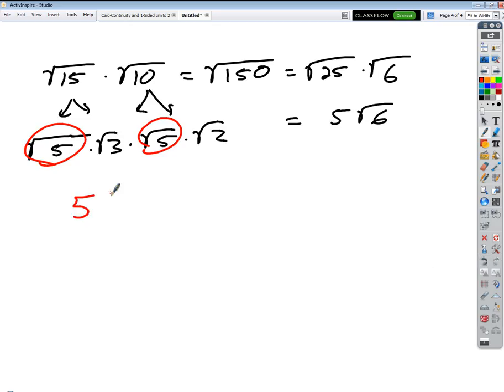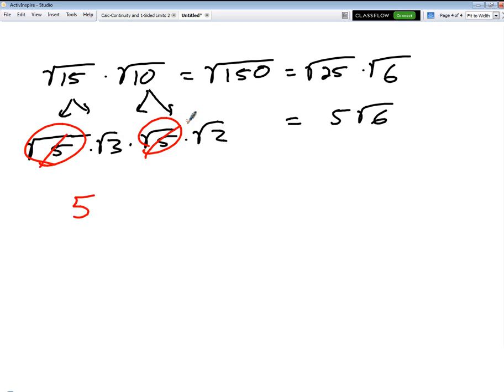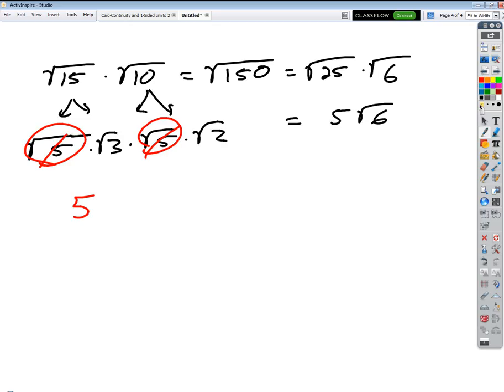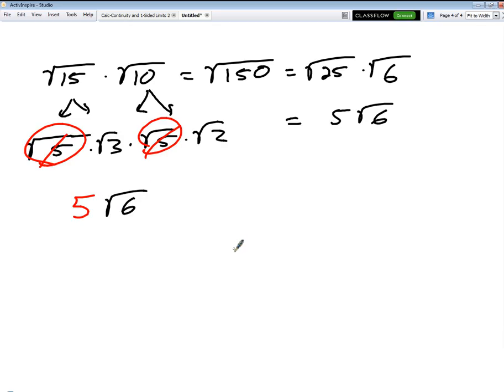And then, so those are taken care of. We're left with the square root of 3 times the square root of 2. We can't do anything with that, can we? So we're left with 5 times square root of 6. Make sense?